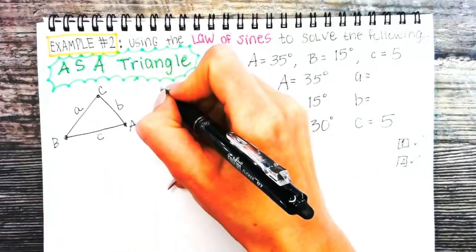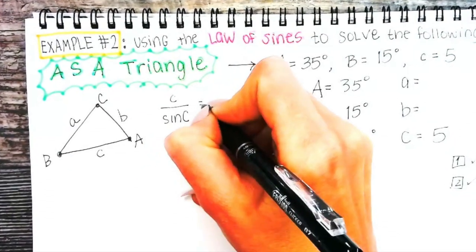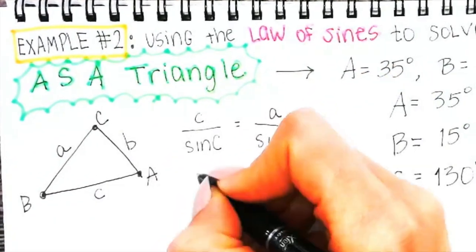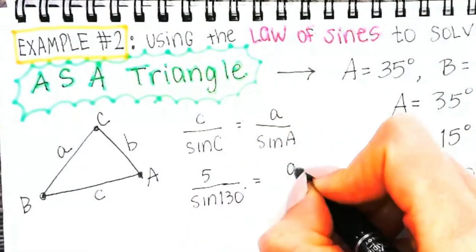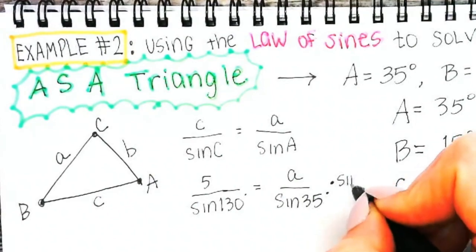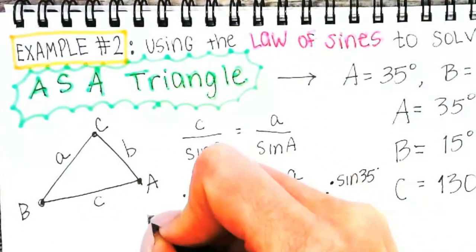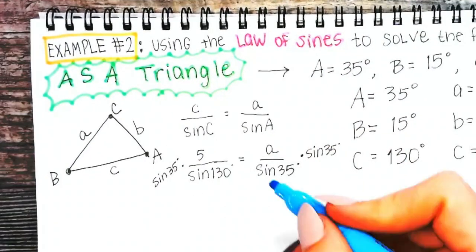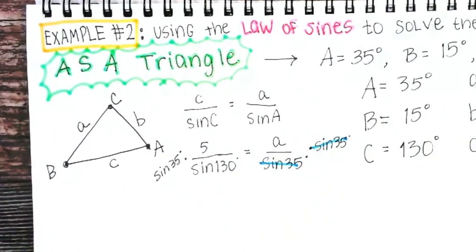I know I need to use my pair of C's as one of my ratios, and the other ratio could be any pair of letters, so I'll just use A. Now I'm going to fill in everything that I know. To get the lowercase a alone, I'm going to multiply both sides by the sine of 35 degrees. Because I set my problem up this way, getting lowercase a alone was actually pretty easy.